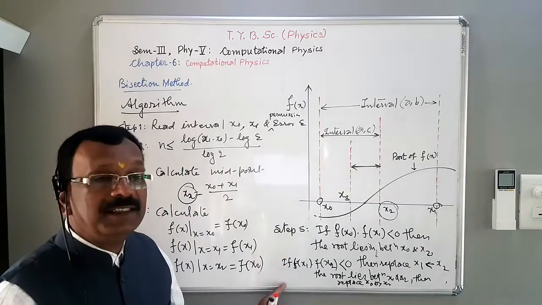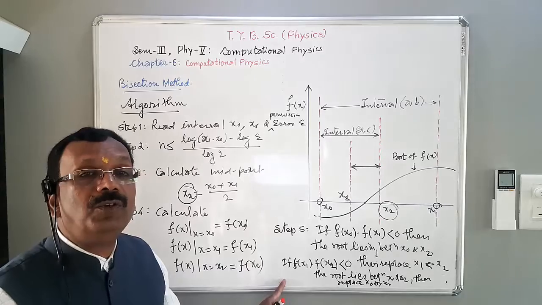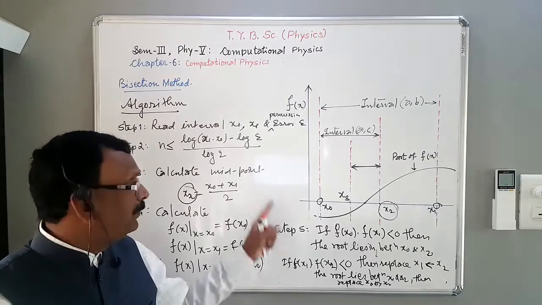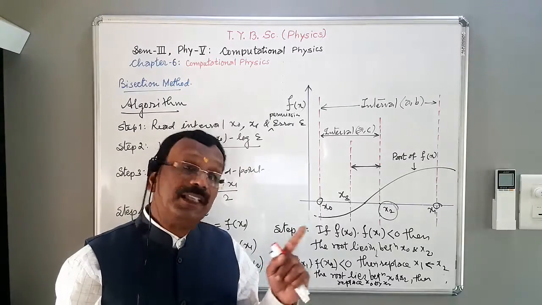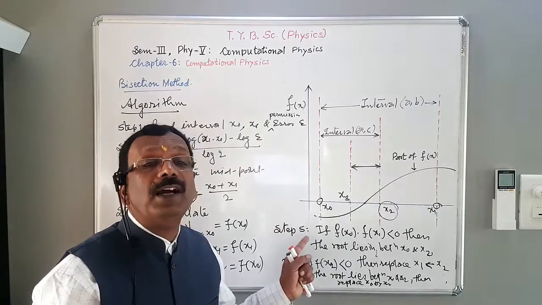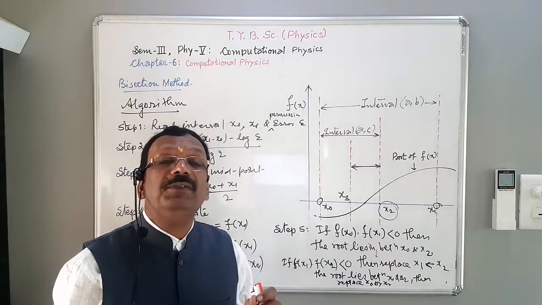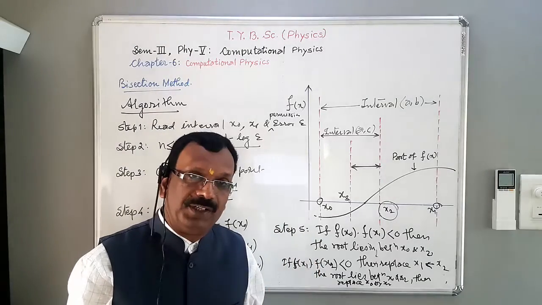Now for the next step, that means step number 6, what do we have to do? We have to repeat step 3 to 5 until the number of iterations is completed, or repeat step 3 to 5 until x repeats up to the given significant digits after the decimal point.